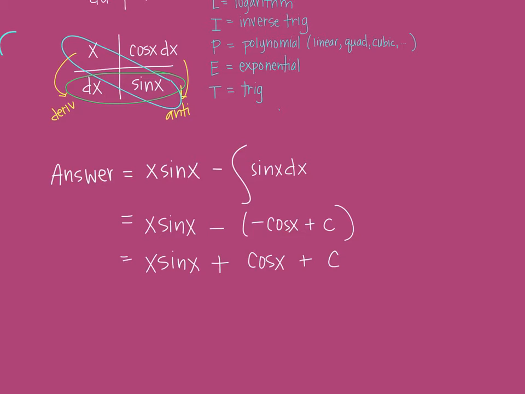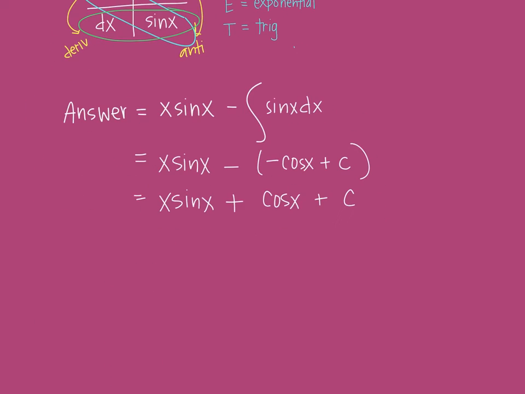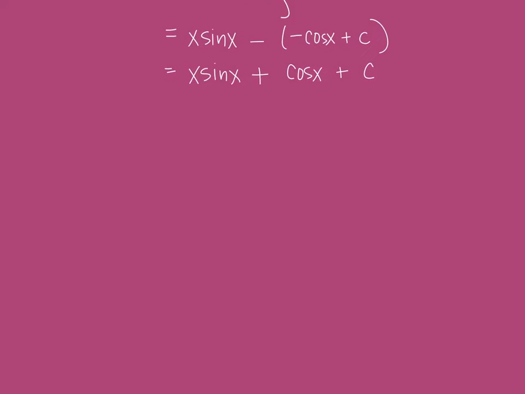How would you check your work, by the way? Derive your answer. And what should you end up with? The original question, which was x cos x. So to check it, you just take the derivative back again. This is the antiderivative of x cos x: x sine x plus cos x plus c. We're just going to practice this several times till we feel like we're getting the hang of it. So now you've seen it once, and we'll just keep doing it.